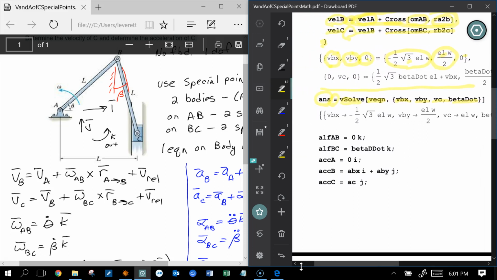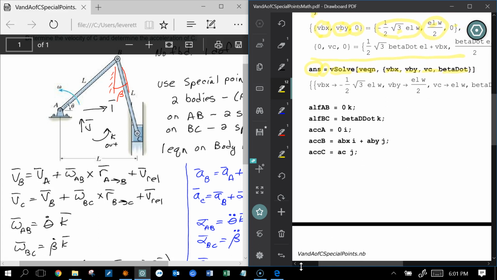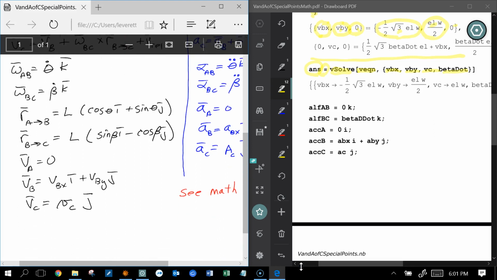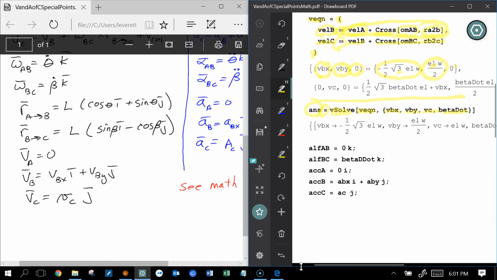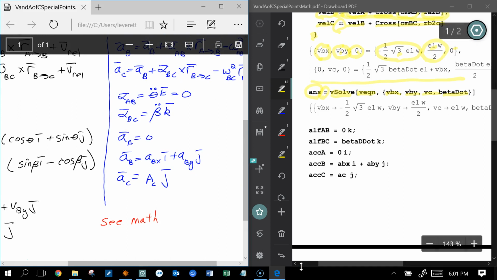Okay, so now that you have the velocity answer, we want to go find the accelerations. All I'm going to do is mimic what I've already done. What is the alpha AB? The alpha AB is 0. What's the alpha BC? Beta double dot. Notice there are 2 dots, double dot. What's the acceleration of A? Nothing. It's 0. Don't forget the I.